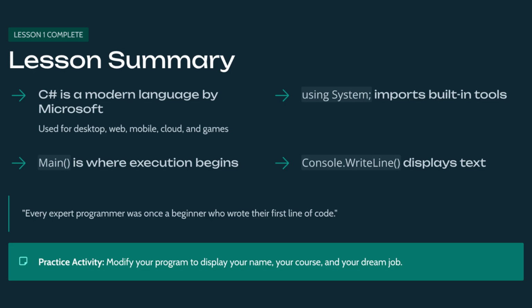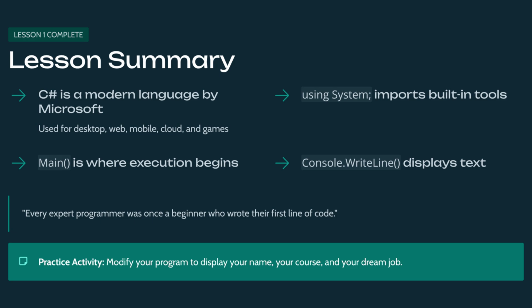Congratulations on completing your first coding lesson in C#. Today, you learned that every C# application follows a basic structure, and that the Main method is where program execution begins. You also discovered how using System provides access to built-in features and how Console.WriteLine allows your program to display messages on the screen. Most importantly, you successfully understood and modified your first C# program.